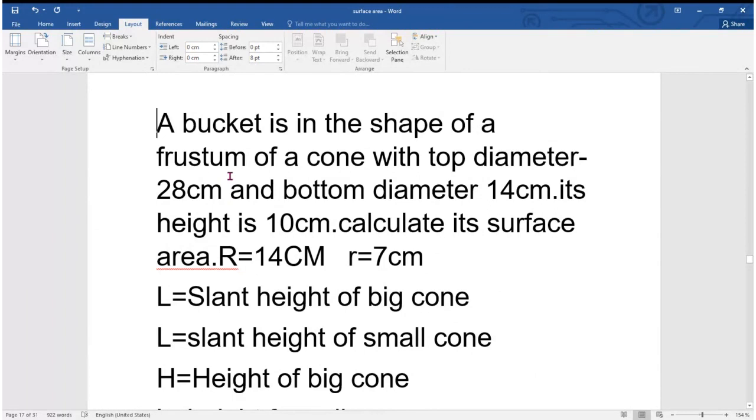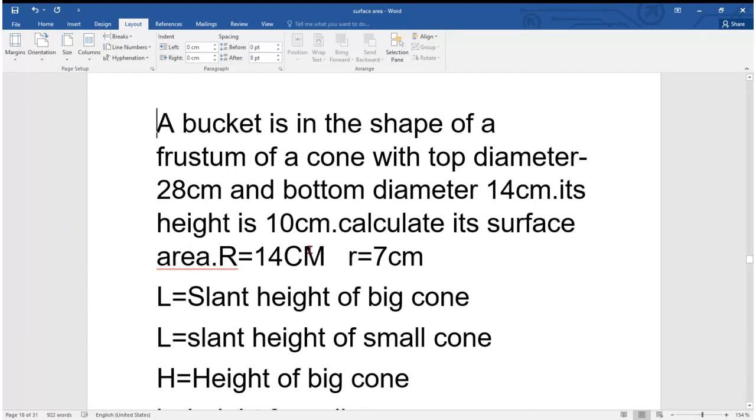If the top diameter is 28 centimeters, then the radius is 14 centimeters. That is the top radius, which I'm giving a capital R. And then we have the bottom radius, which is a small r, that is 7 centimeters. So capital R is the top radius, small r is the bottom radius.